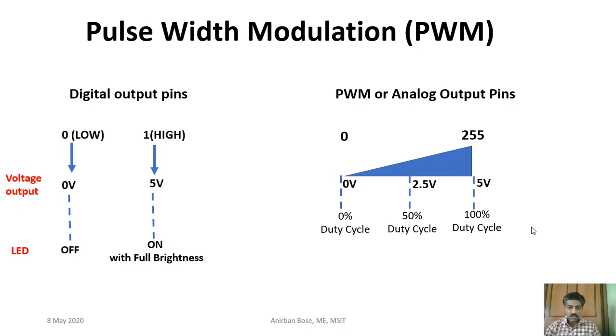I will show one video, so from that video you will get an idea about what we mean by duty cycle. So 0% duty cycle, at least you can understand, corresponds to the off position of the LED, right? And 100% means on with the full brightness. And as we move from 0 to 255, gradually the voltage output from that pin will increase. Somewhere in between, at 50% duty cycle, you will get a medium kind of brightness of the LED. So let us try to understand what we mean by the duty cycle.